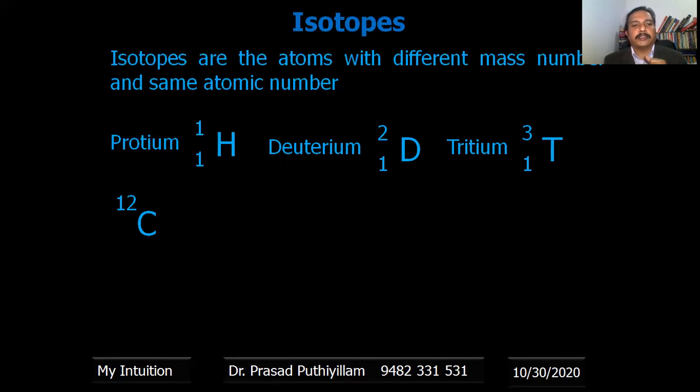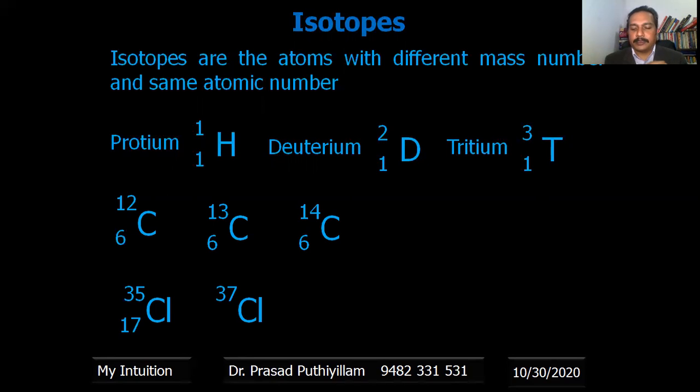Another example of isotopes is carbon: carbon 12, carbon 13, carbon 14. We could write carbon 12 with 6, carbon 13 with 6, carbon 14 with 6, because the atomic number 6 is the same. So we just represent the isotopes as carbon 12, carbon 13, carbon 14. Likewise, chlorine also has isotopes: chlorine 35 with atomic number 17, and chlorine 37 with atomic number 17. Therefore, chlorine 35 and chlorine 37 are also examples of isotopes.